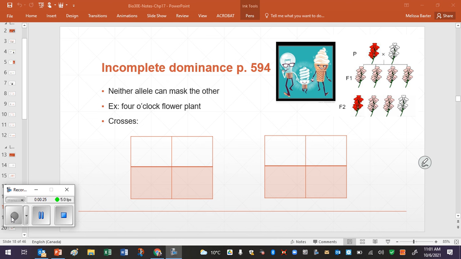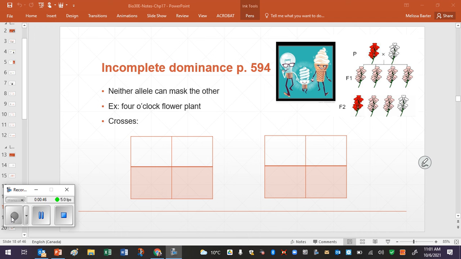I also have a hilarious picture that shows a regular incandescent light bulb and an ice cream cone that have gotten married and produced a child who's an LED light bulb, and it's supposed to be funny. But the reason I put it here is because that picture kind of illustrates what incomplete dominance is.